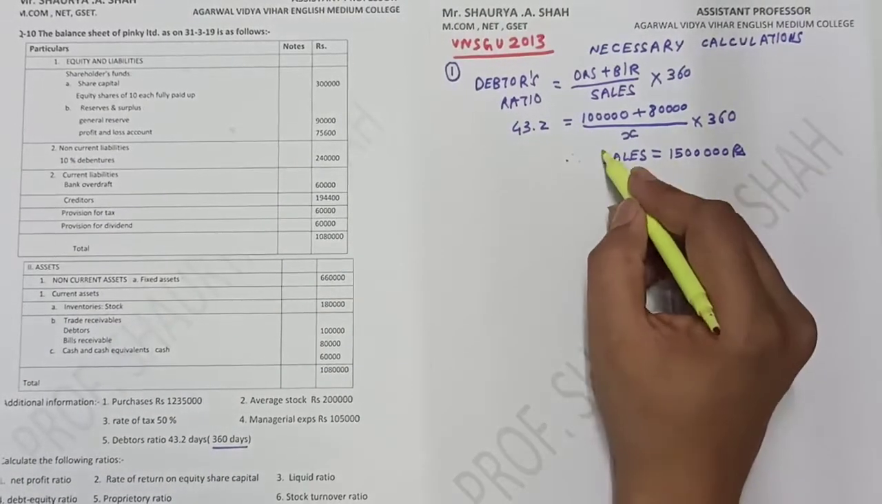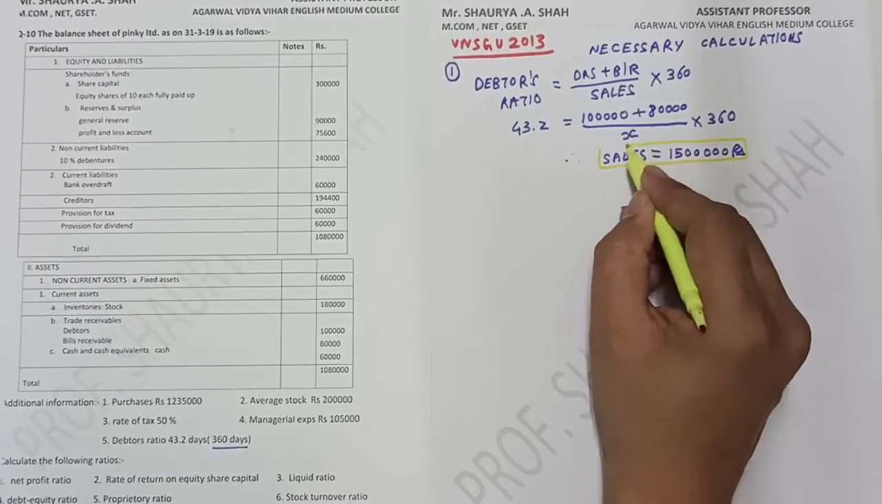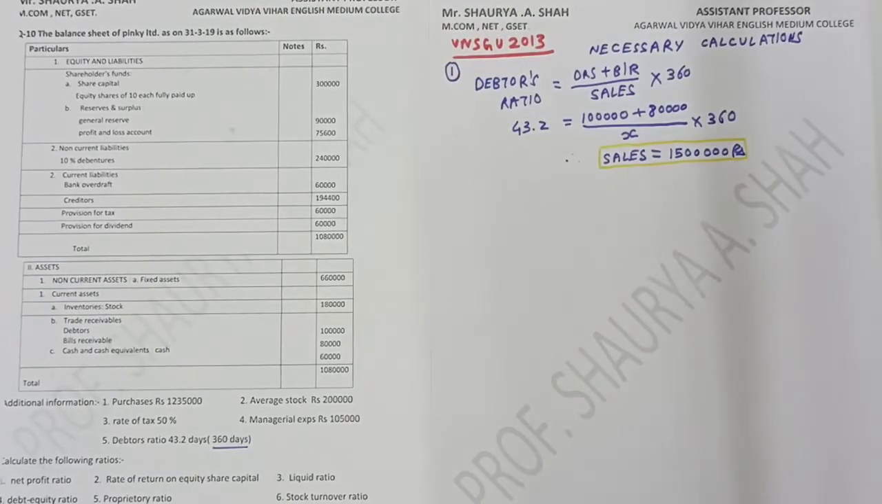So the very first necessary calculation we have done is finding your sales amount, 15 lakh. All this will be helpful to you when you put up the formula. I suppose it is clear.